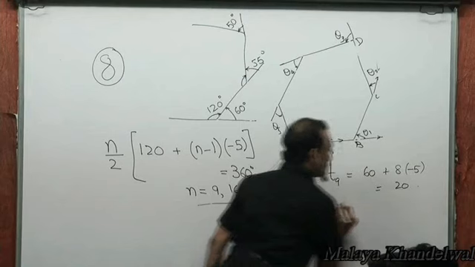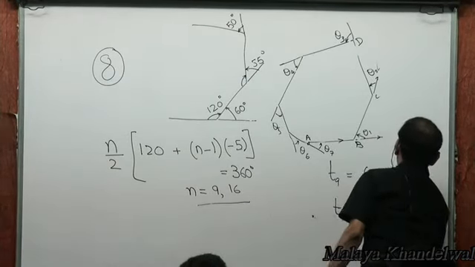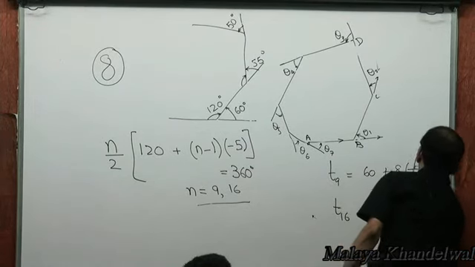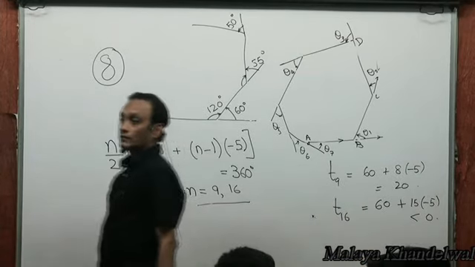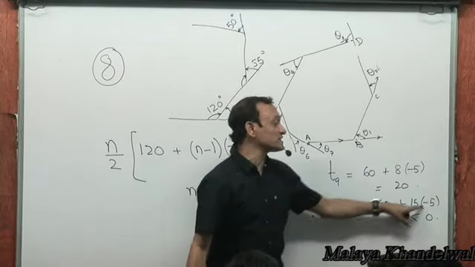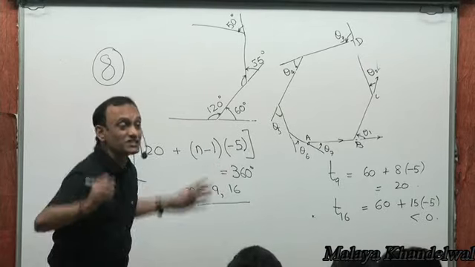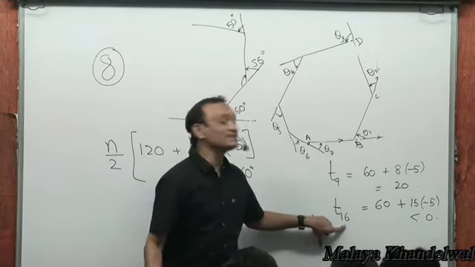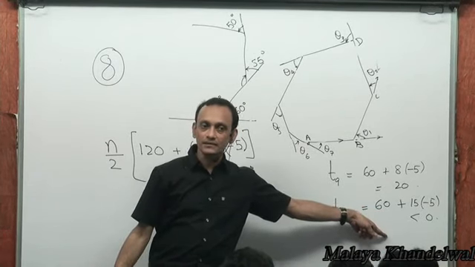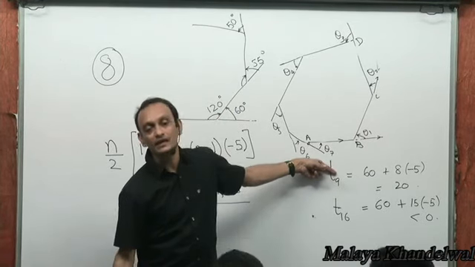Right? What is the 16th term? 16th term is 60 plus 15 into -5, which turns out to be negative, right? So the 16th term turns out to be 60 minus 75. That means if it had 16 exterior angles, then the 16th angle would have been negative, which is not the case. Right? So n equal to 16 is rejected, and therefore n must be 9.